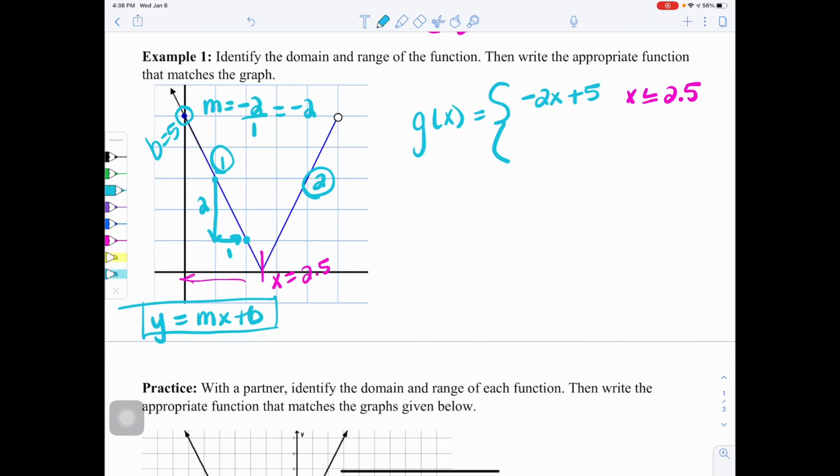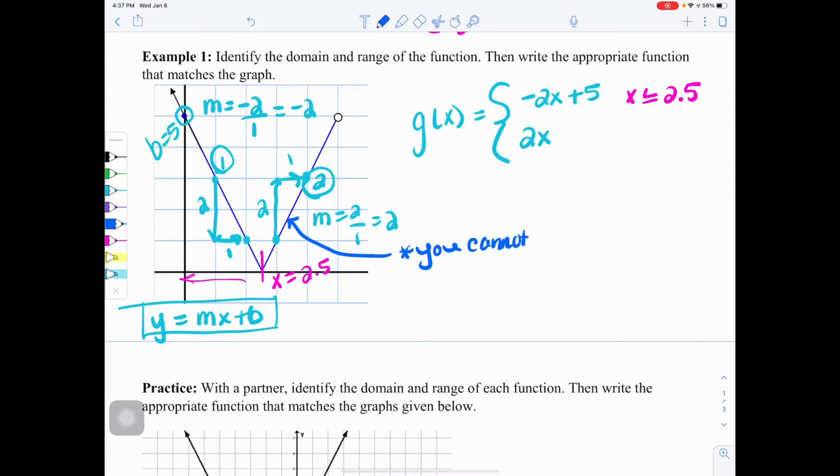Now when we look at piece 2, we will do the same thing. We have our 2 points. Here I would go up 2 to the right 1, which would be a slope of 2 over 1 or 2. So the 2 would go in front of the x. When I try to find my y-intercept, you cannot see it. So we're going to draw a little note here with an arrow going to this line saying you cannot see the y-intercept.